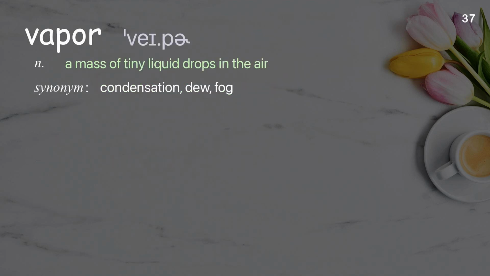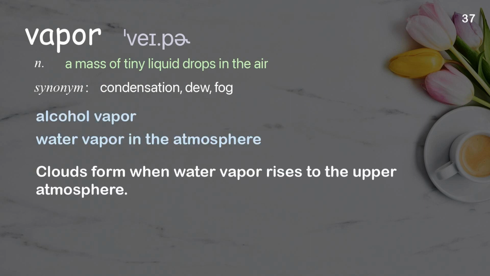Vapor. A mass of tiny liquid drops in the air. Examples: alcohol vapor. Water vapor in the atmosphere. Clouds form when water vapor rises to the upper atmosphere.